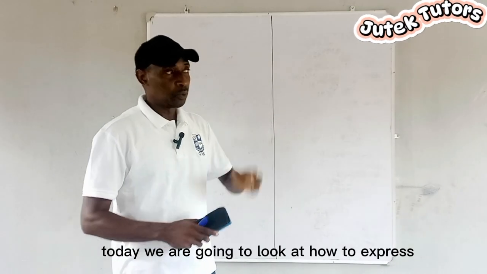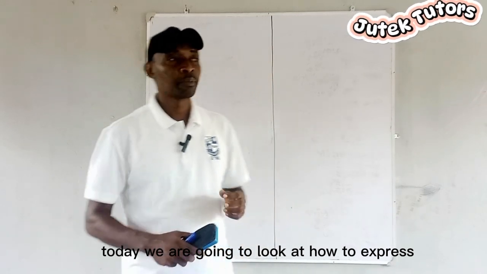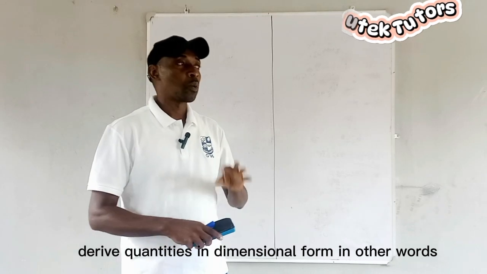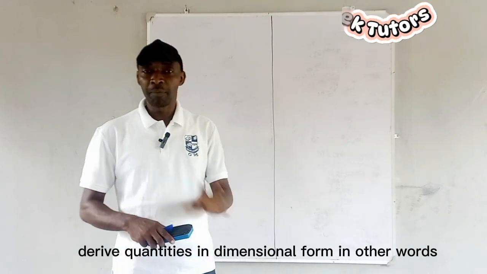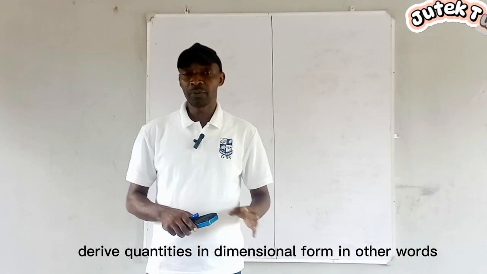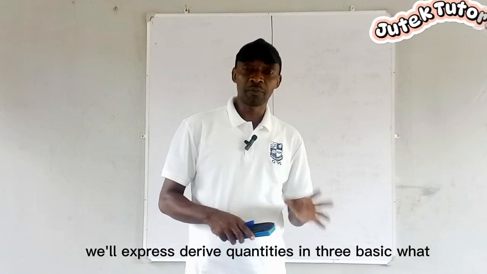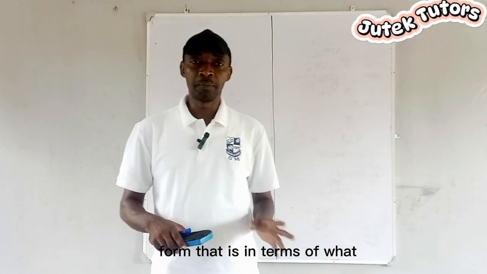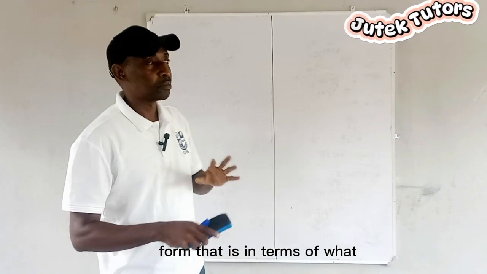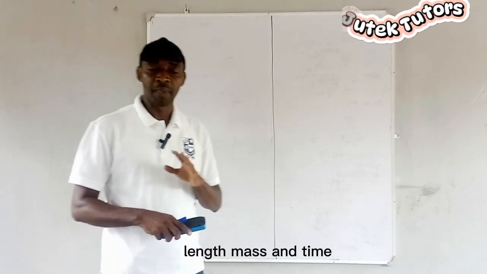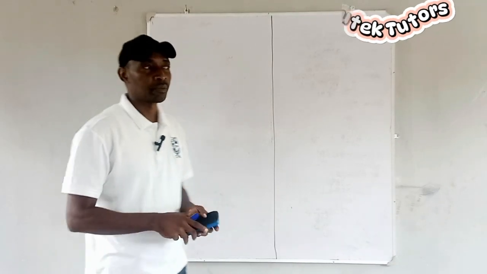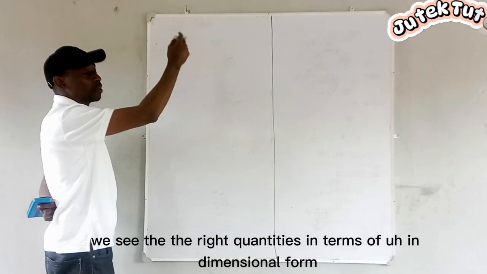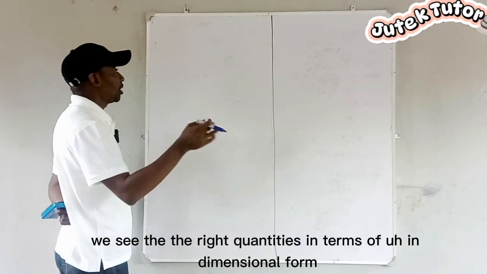Today we are going to look at how to express derived quantities in dimensional form. In other words, we'll express derived quantities in three basic forms. That is in terms of what? Length, mass, and time. Look at what we have here. We say the derived quantities in dimensional form.